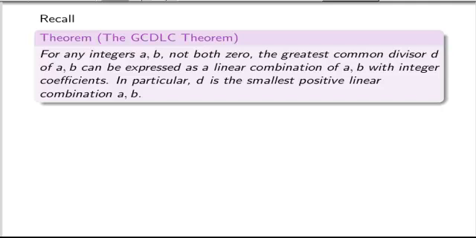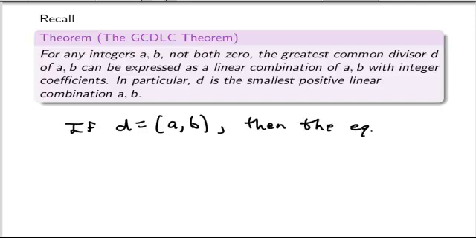So this was simply the statement that you can express the greatest common divisor of any two integers as a linear combination of the two integers. So if D is the GCD of A and B, then the equation ax plus by equals D has an integer solution.